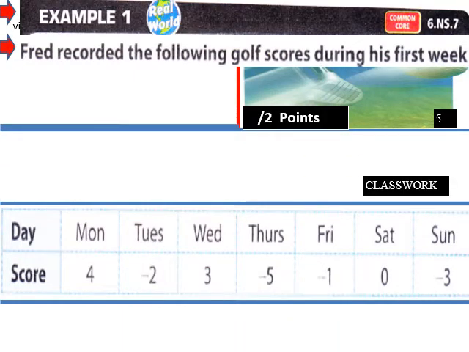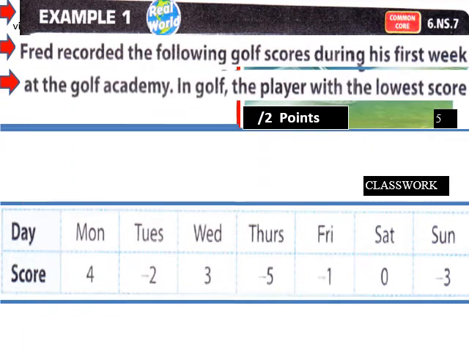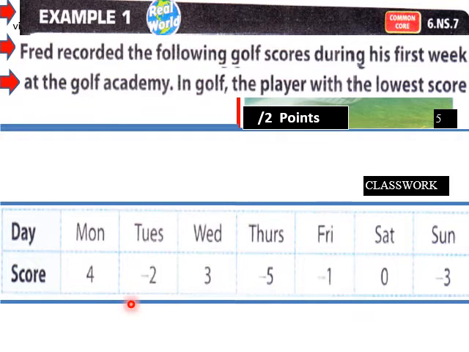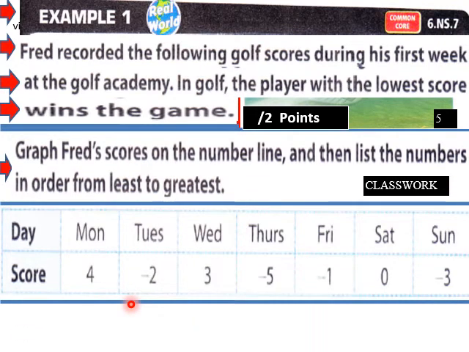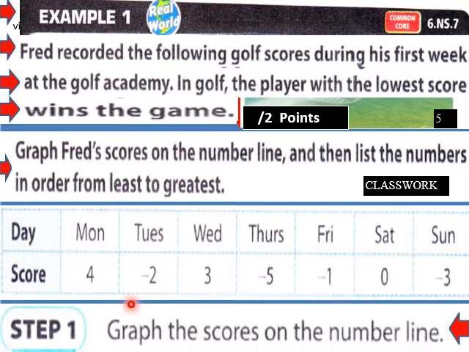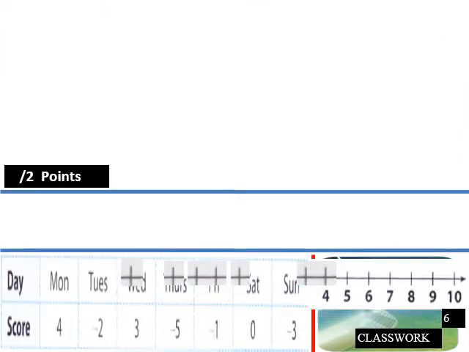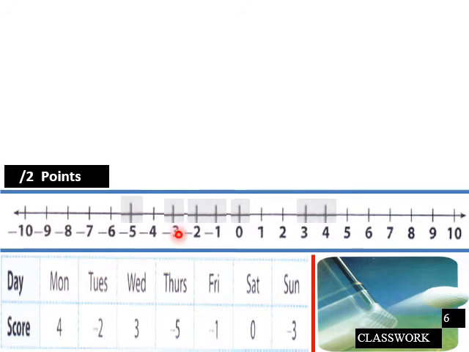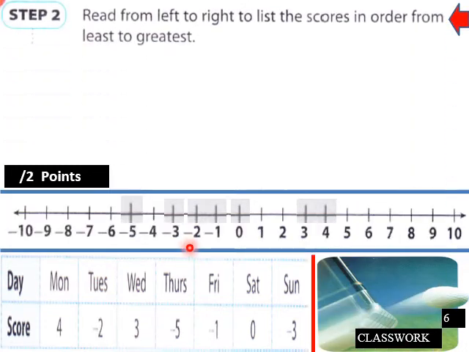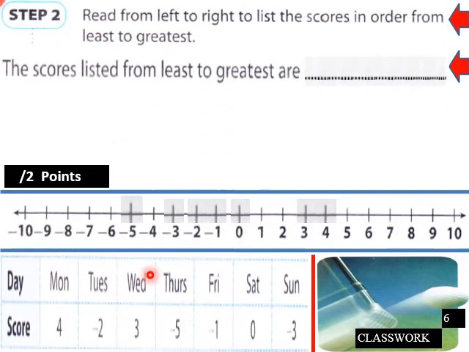Okay, example 1. Fred recorded the following golf scores during his first week at the Golf Academy. In golf, the player with the lowest score wins the game. So graph Fred's scores on a number line and then list the numbers in order from least to greatest. So we're going to graph these on a number line here. Here's our number line, and then we're going to go ahead and plot these from least to greatest.